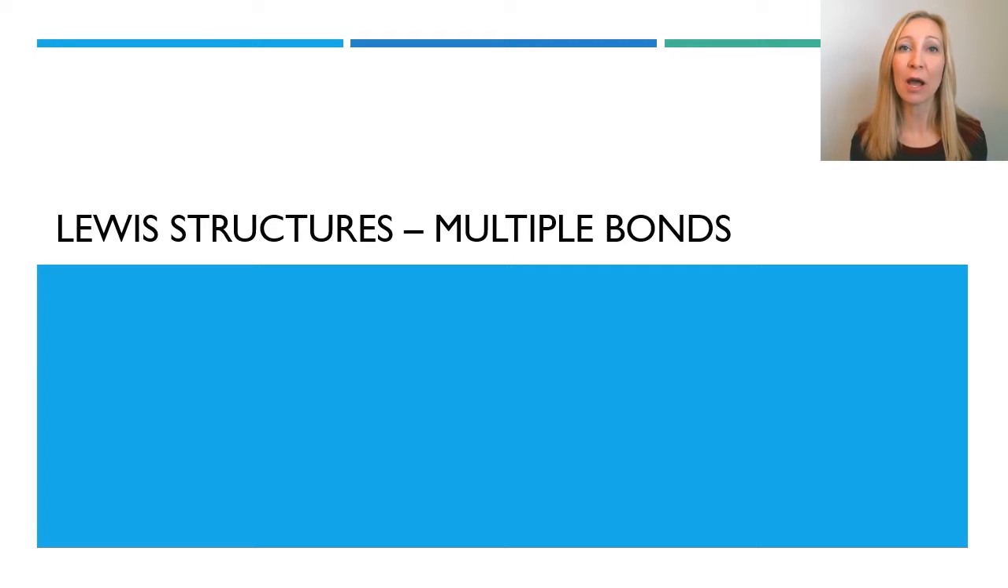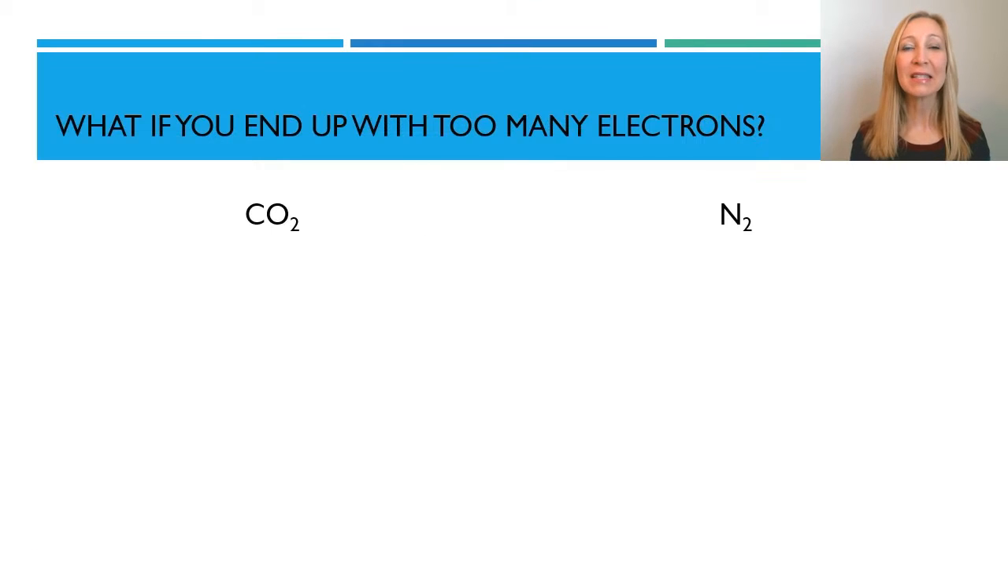In this video, I'm going to show you what happens when things don't work out, when we have more valence electrons represented than what we have in our structures, and how to compensate for that. So let's start by drawing the Lewis structure of carbon dioxide. We have one carbon and two oxygens.